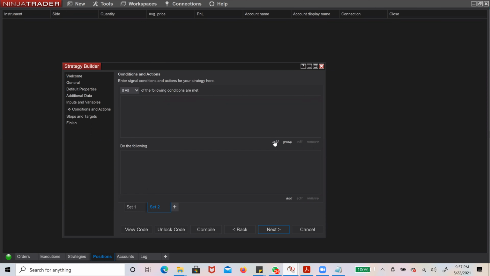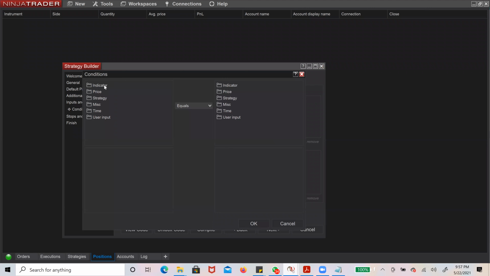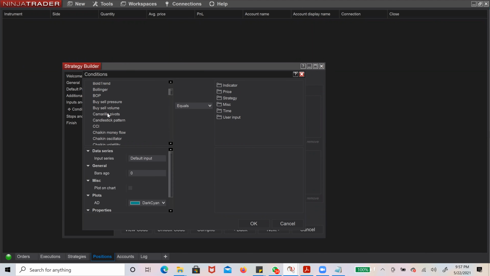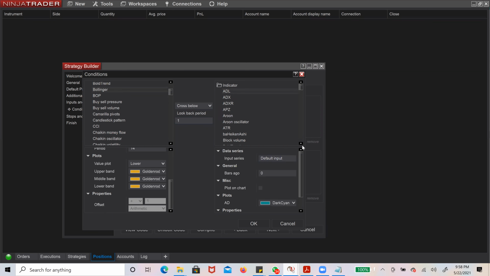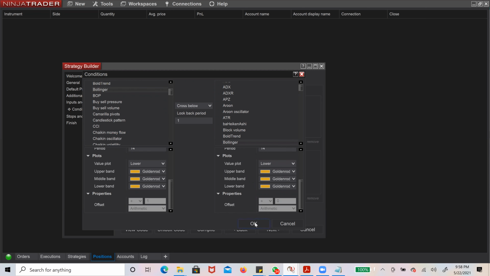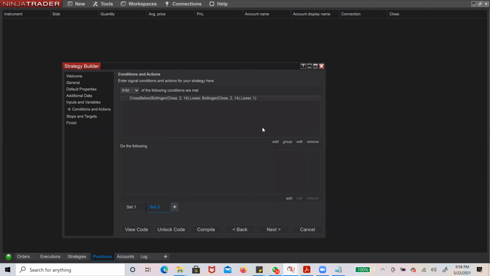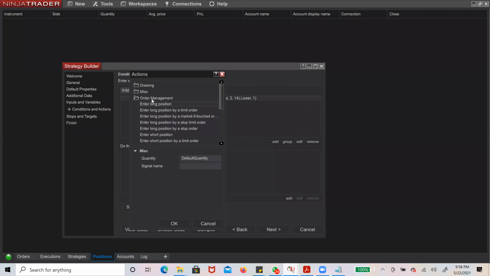Set 2. I want to add the same thing here. Same process. Bollinger Band. Arithmetic 1. Nothing else. Simple. Cross below. Indicator. Bollinger Band. Okay, and then add it. And what if that happens? What do I want to do? I want to go to order management, enter a short position, and then you can select enter short position directly or short position by a limit order.